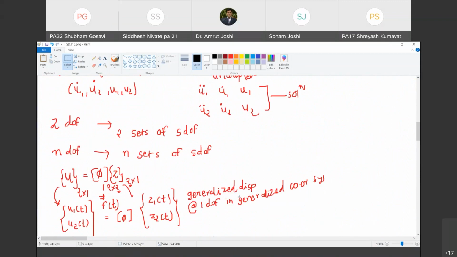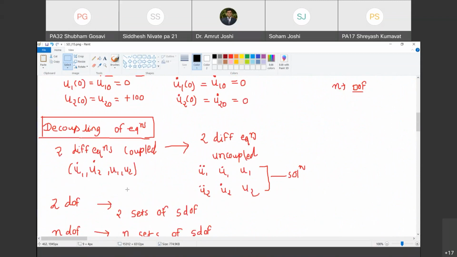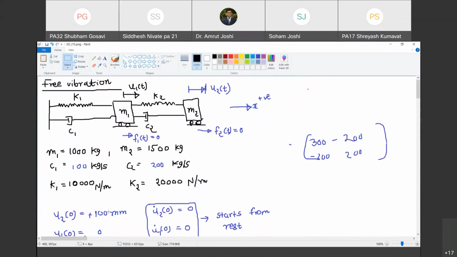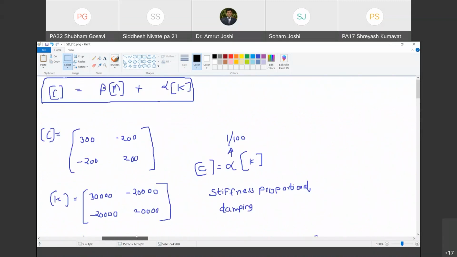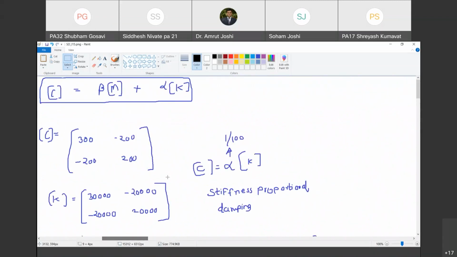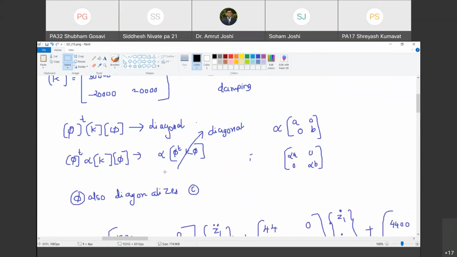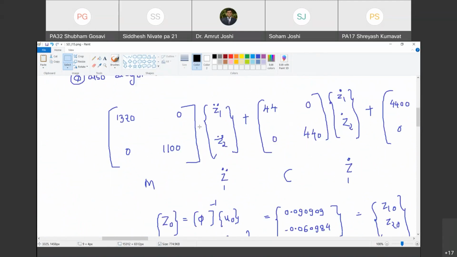Then z is the generalized displacement, u is the parent displacement. So u equal to phi z. We also saw the sizes of all matrices, and then we have back substituted this in the governing differential equation, and we obtained the equation in generalized coordinate system. Are you with me? Yes, sir. And in generalized coordinate system, as we have phi transpose m phi, phi transpose c phi, and phi transpose k phi, all these matrices are diagonalized. Are you with me? Yes, sir.